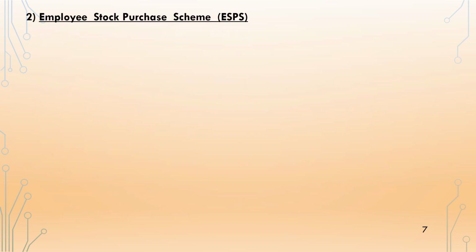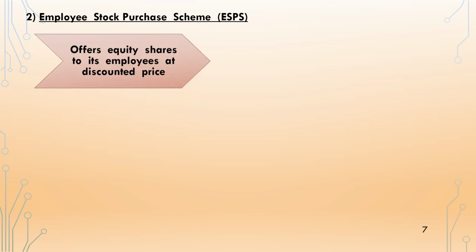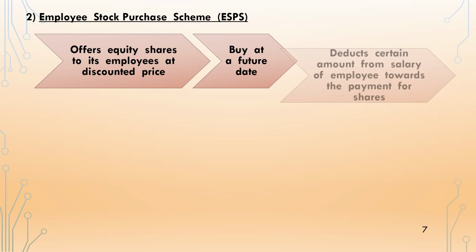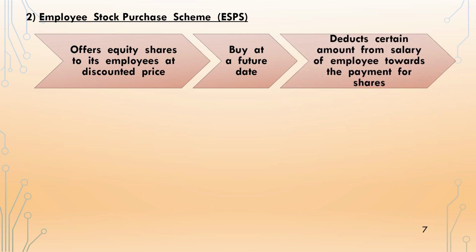Let us now move towards the second scheme meant for the employees, that is Employee Stock Purchase Scheme, that is ESPS. Under this scheme, the company offers equity shares to its employees at a discounted price, that is at a price which is lesser than the market price, which they can buy at a future date. The company collects the amount on shares purchased by the employees by way of deduction of certain amount from their salaries. This is the basic difference between ESOS and ESPS, because in ESOS no salary deduction is done for the payment of shares.